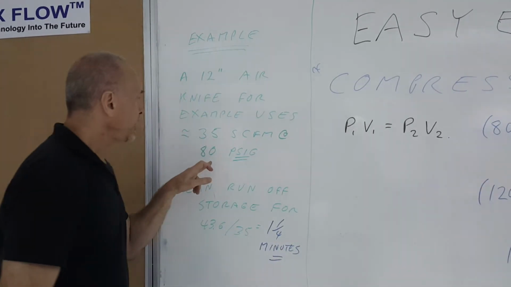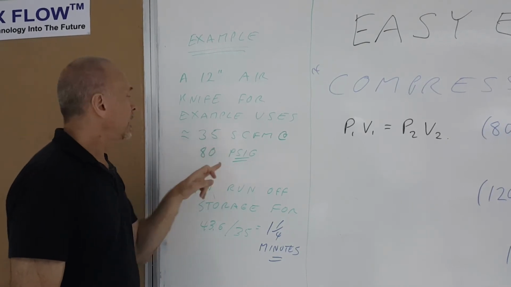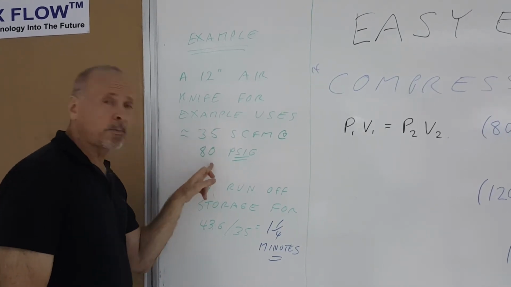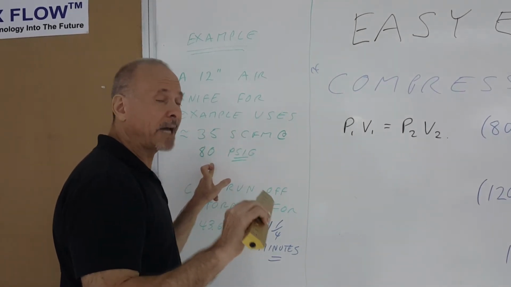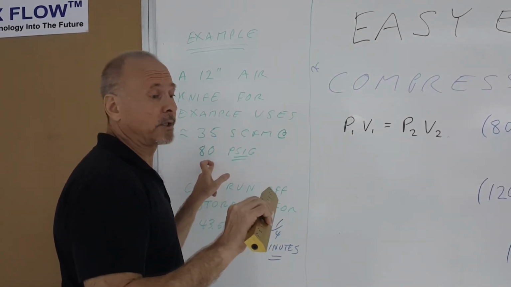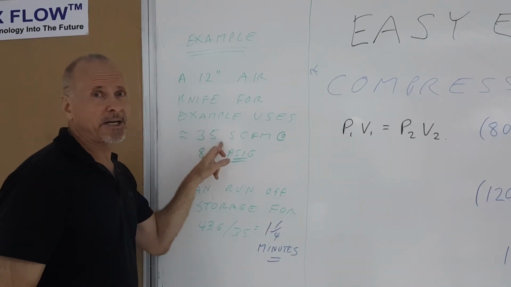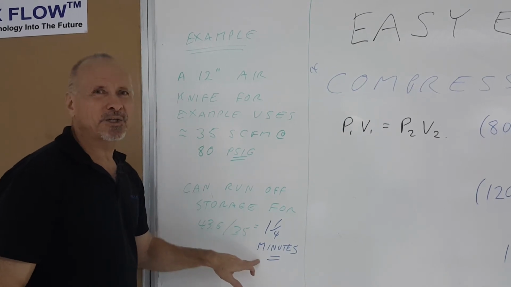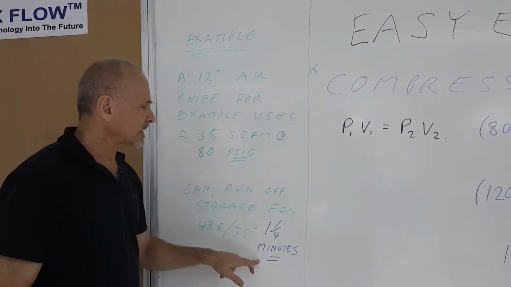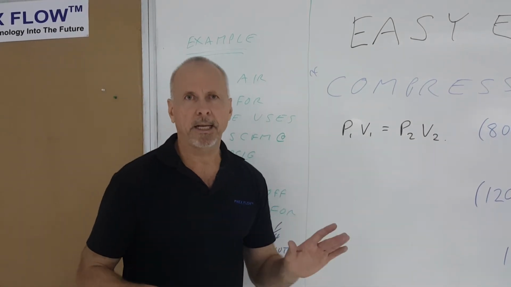Secondly, if we say at 80 psi it's using 35 CFM, at 40 pounds pressure, if you only need 40 pounds pressure to do the job, and many applications only need that kind of a low pressure to do the blow off, you're going to use only about 16 standard cubic feet per minute. That's going to double the time you can run off that storage. So your overall energy consumption goes down again.